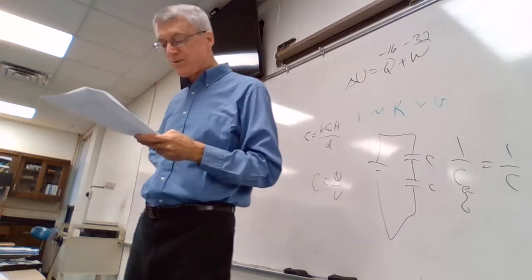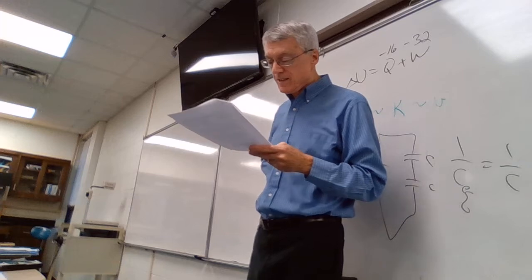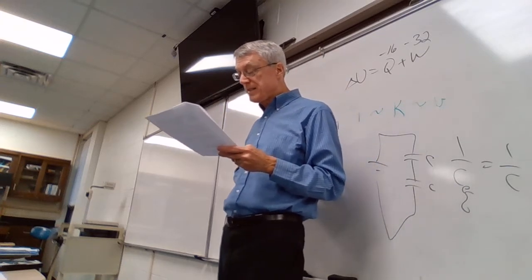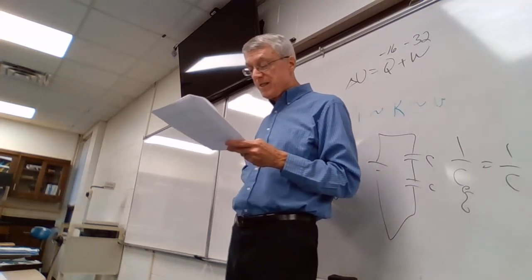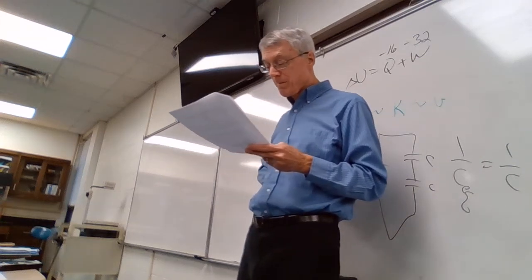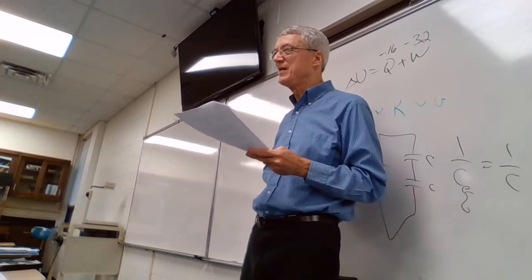Number 7, the last one, an ion with charge Q, mass M, speed V, enters a magnetic field B and is deflected into a path with radius capital R. If a second ion has speed 2V, while M, Q, and B are unchanged, what will happen to the radius?